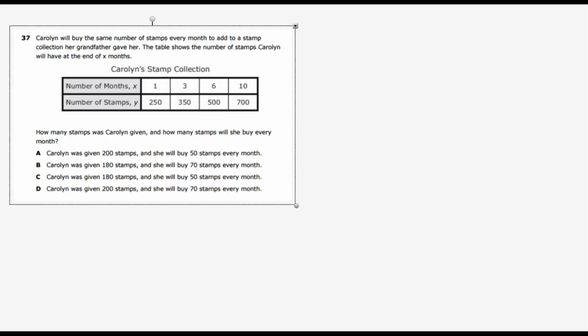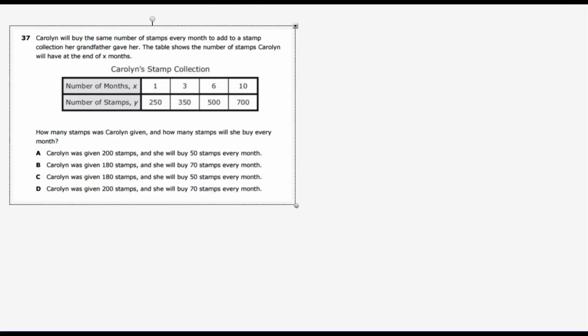Okay. Let's see, 37. Carolyn buys the same number of stamps. Okay, cool kid. Her grandfather gave her. Oh, that's actually sweet. The table shows the number of stamps she has at the end of x number of months. So how many stamps was she given, and how many will she buy each month?